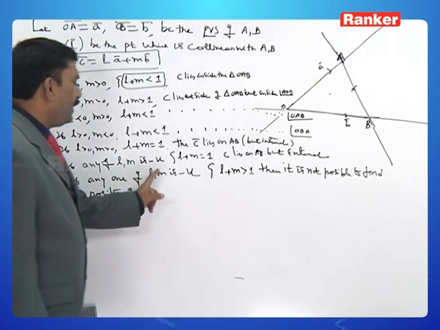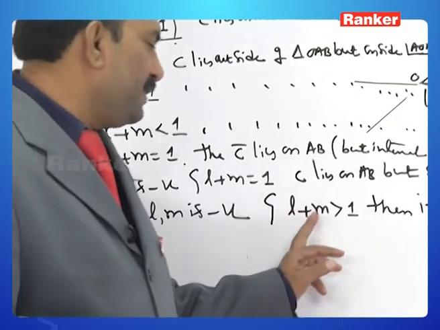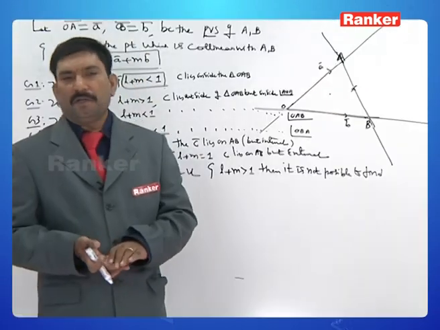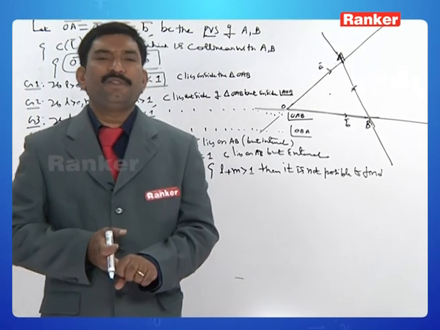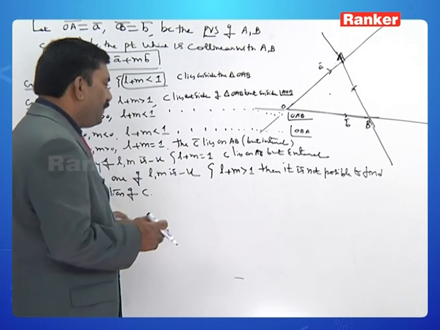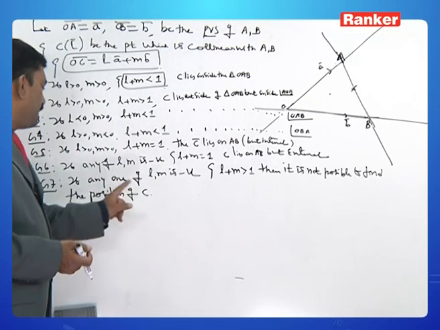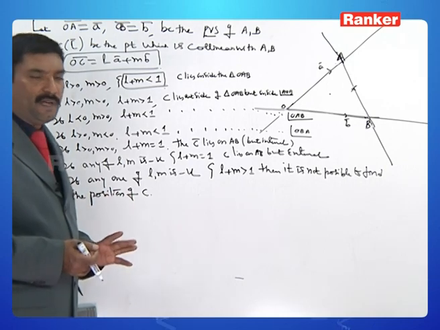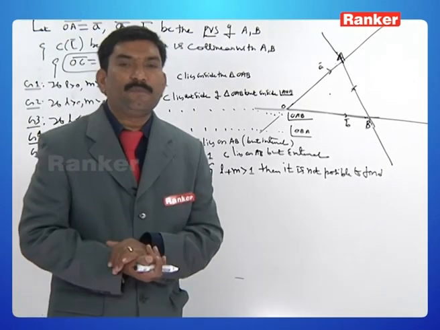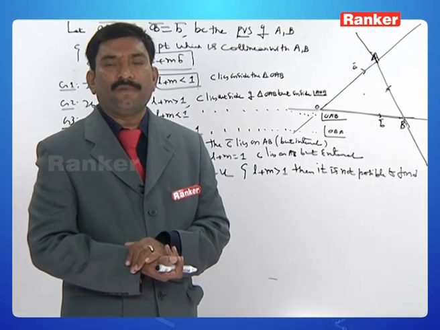If any one of L, M is negative and L plus M is greater than 1, it is not possible to find the exact position of C. The exact position of C. Rather, it is better to say the exact position of C. Followed?